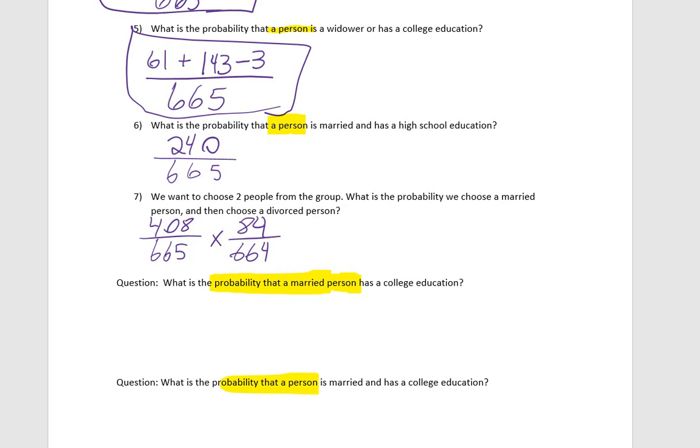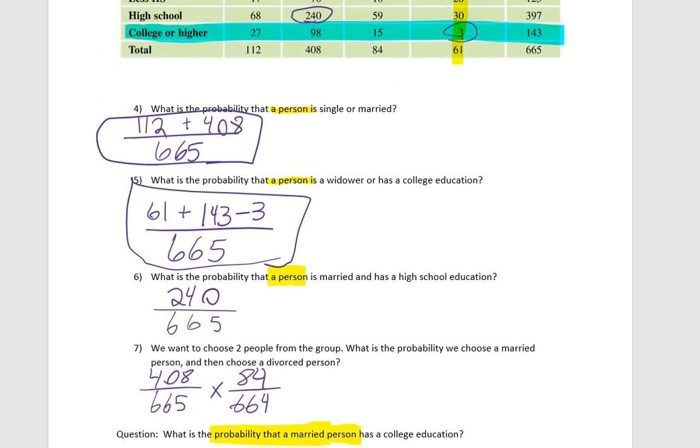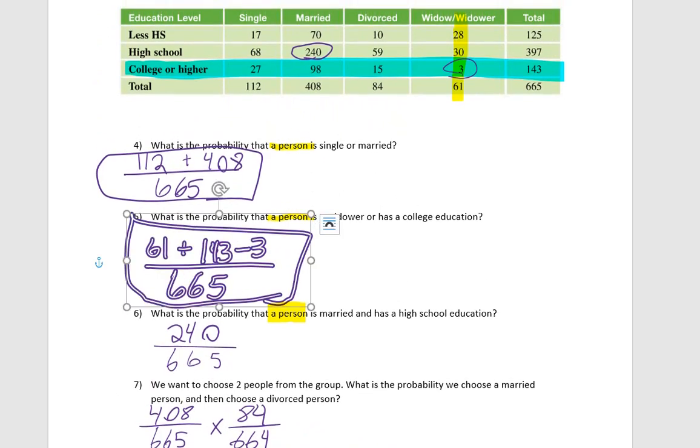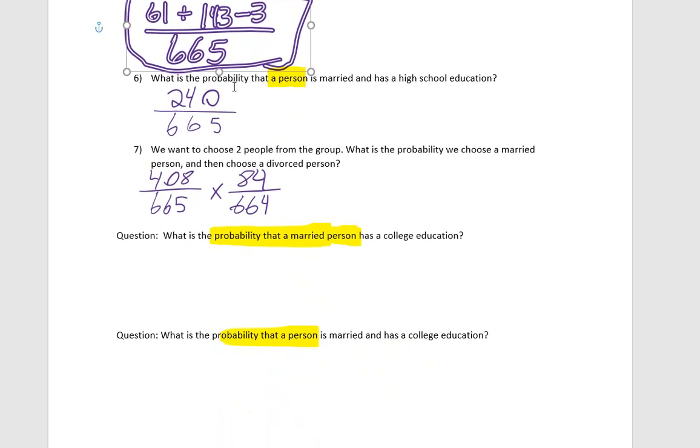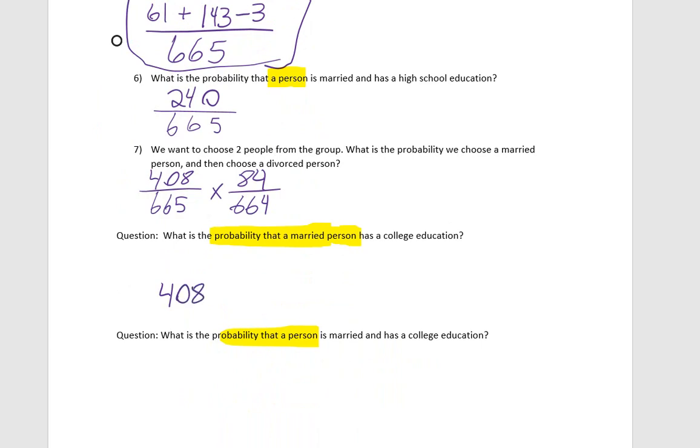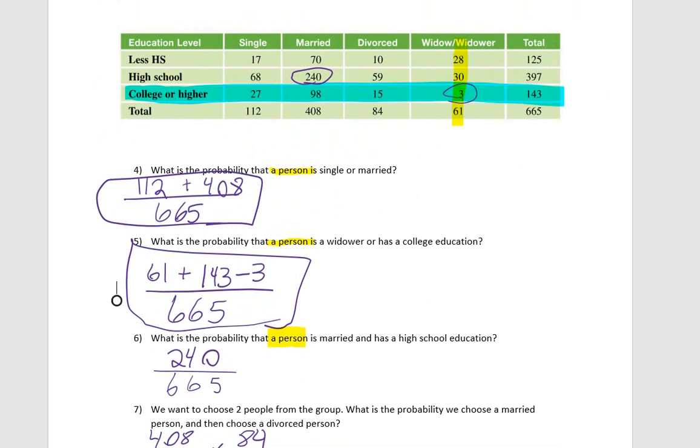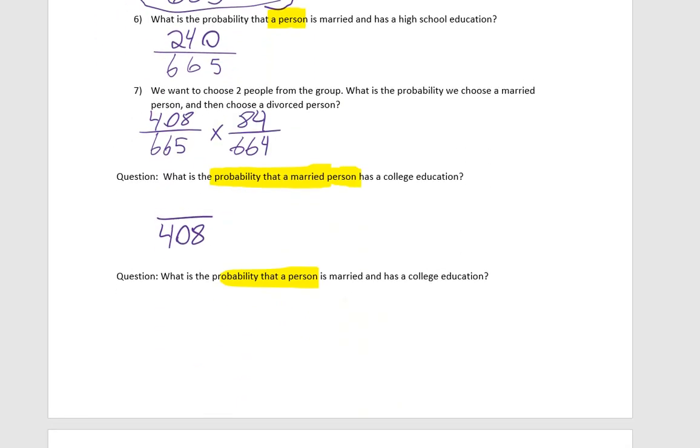So here we want to know what's the probability that a married person has a college education. We're not looking at everybody now, we're only picking from the married people. So out of those 408 people, what's the probability they have a college education? Out of those 408, we have 98 that have a college education or higher.